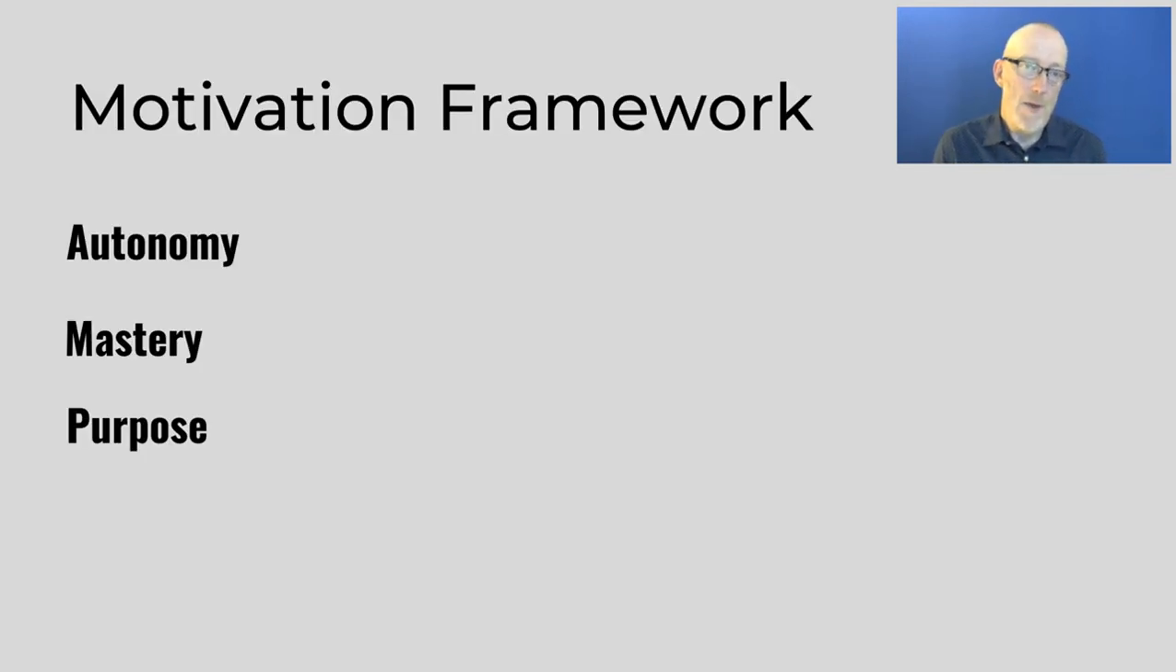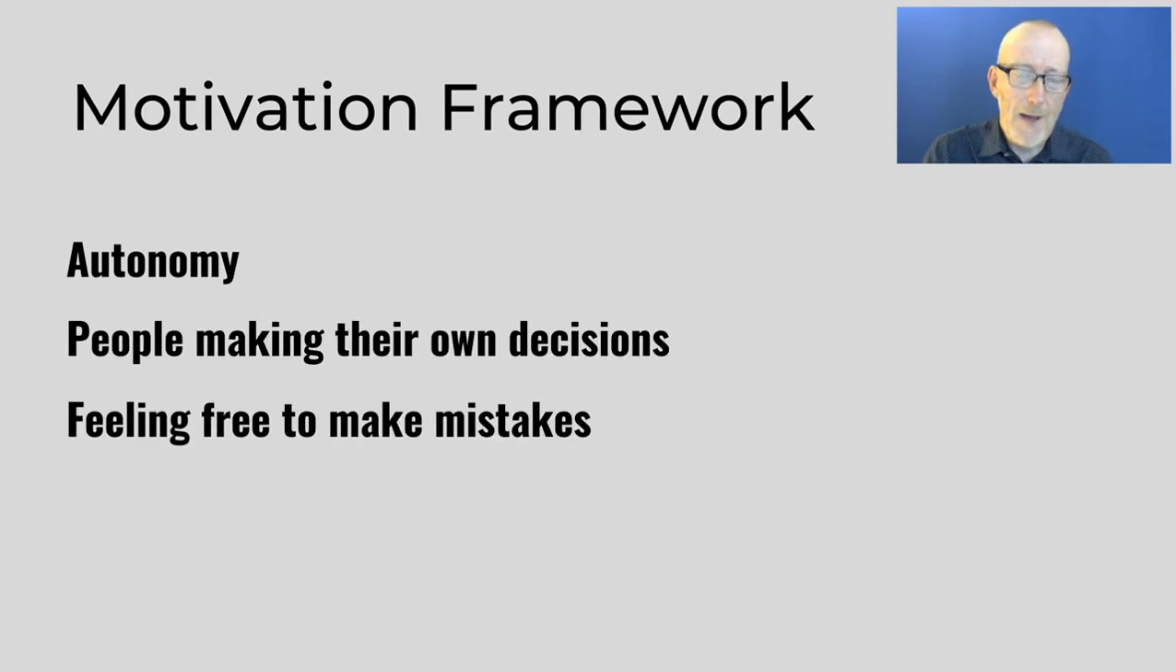Now, there is a motivation framework which was developed by an American academic. And this framework focuses on three key things. The first being autonomy, second, mastery, and the third, purpose. So this is a framework for motivating people. But what does this actually mean? So I've read the books and I've looked at it, and I think I can digest this into some bite-sized chunks for you.